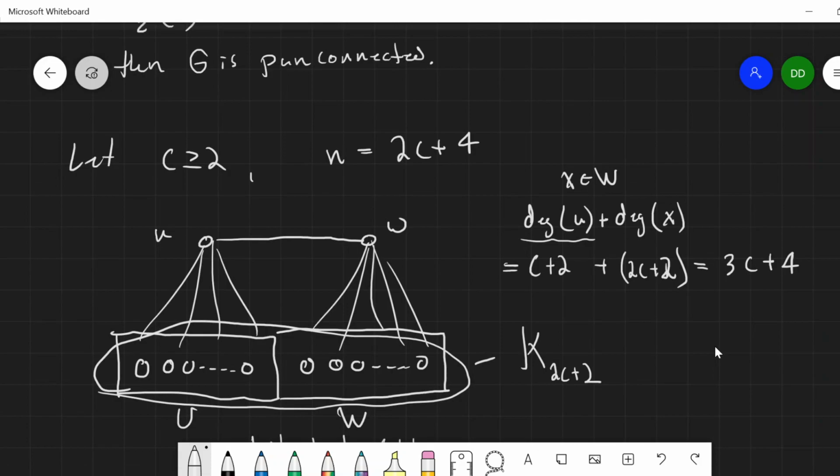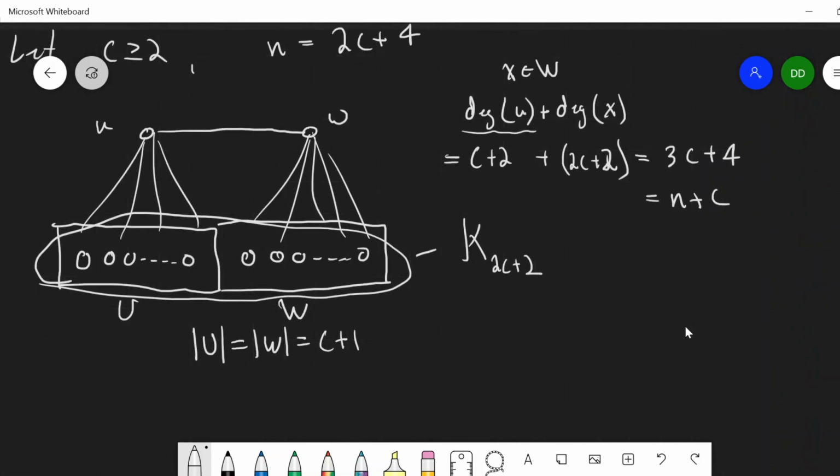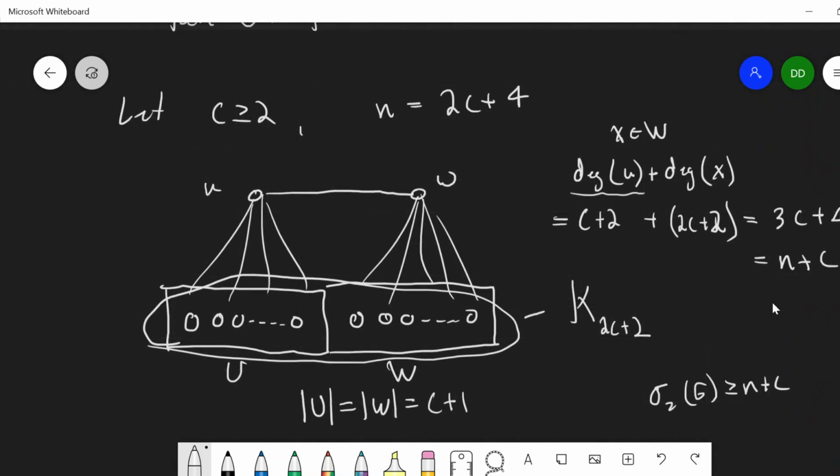Wait a second. Let me double check that. Right, so that's what we wanted. Because 3c plus 4, my n is 2c plus 4, and so this is really n plus c. So we have that sigma 2 of G is at least n plus c. Great, it satisfies the degree sum condition for any c that you picked.